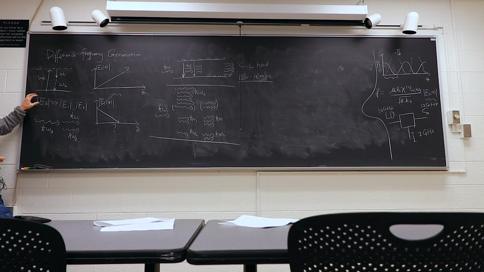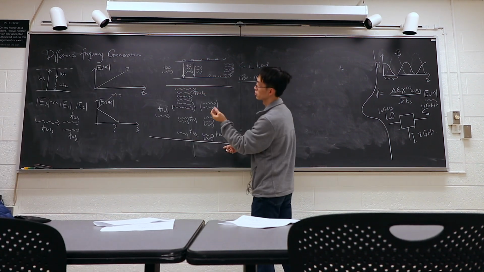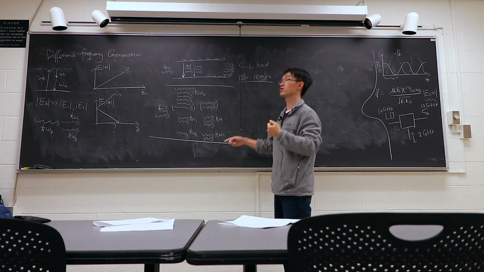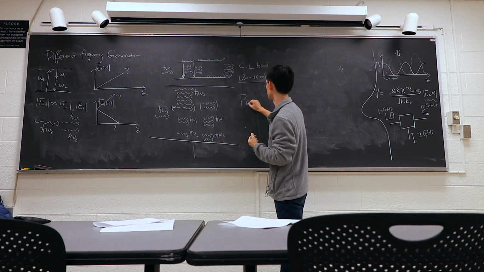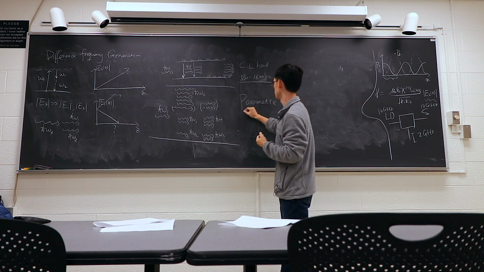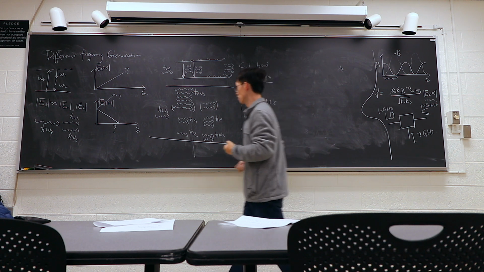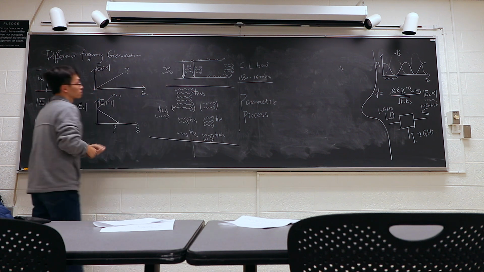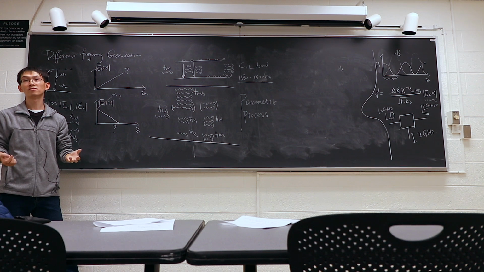Okay, so this is called parametric because the material stays the same. It just changes state from upper to lower, lower to upper. So this is called a parametric process. Okay. If you make it into an amplifier, it's called a parametric amplifier, right?